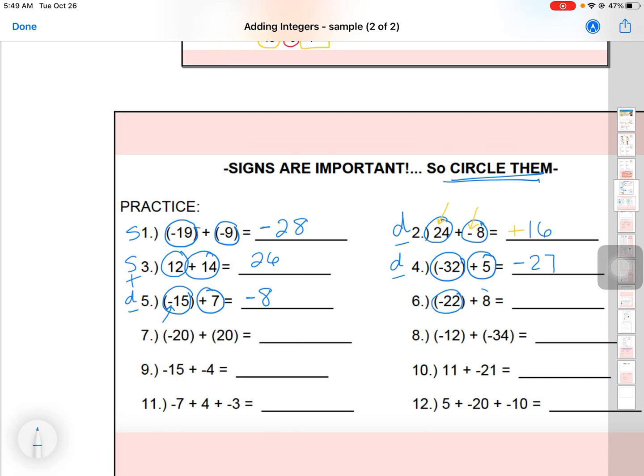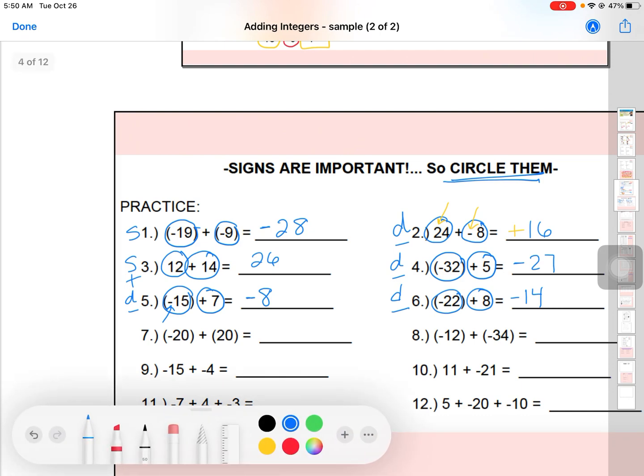I've got a -22 and a +8. The signs are different, so I'm going to subtract them. 22 minus 8 is 14. Do I have more positives or negatives? If you said negative, you would be correct. Okay. If you want to pause the video at any time and try some of these, I think that'd be a great idea for you to pause and try them and then see if your answers agree.